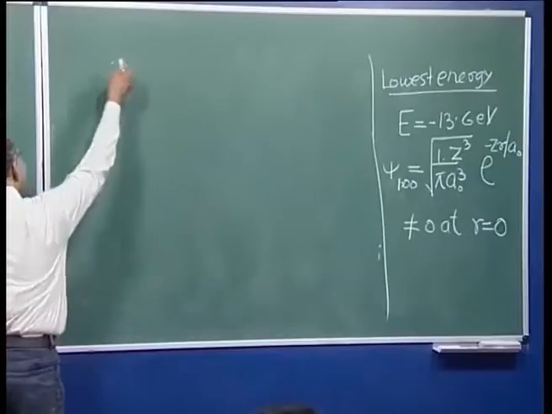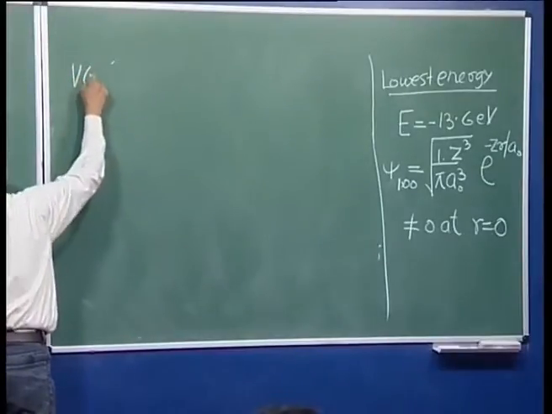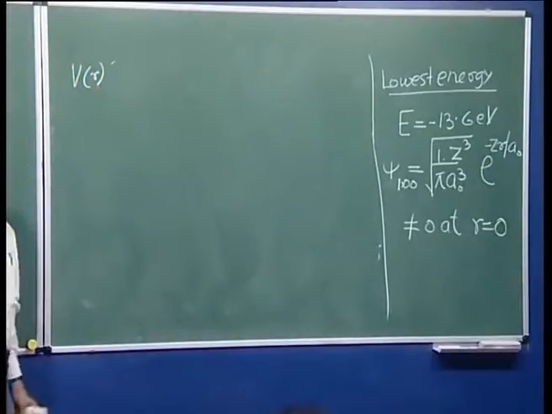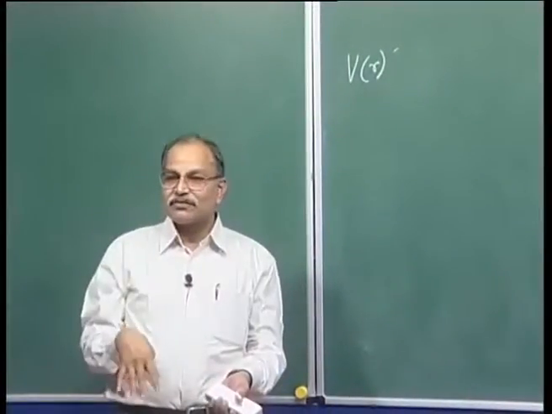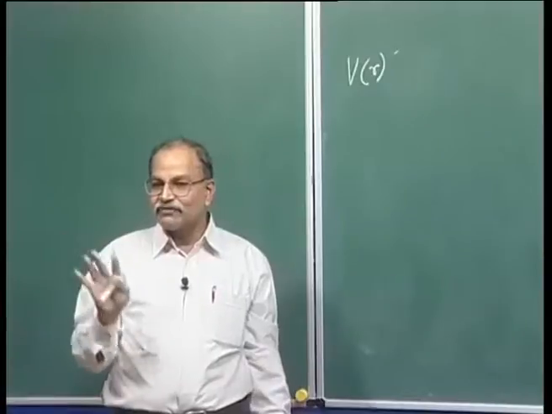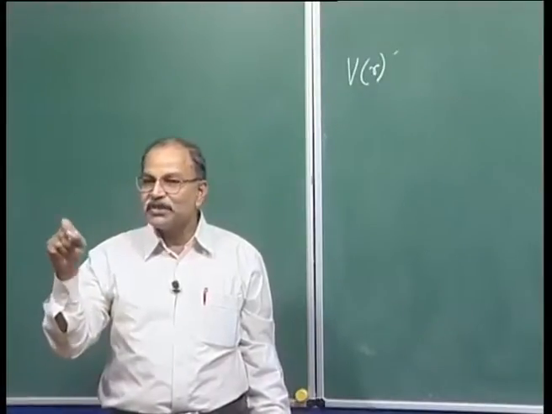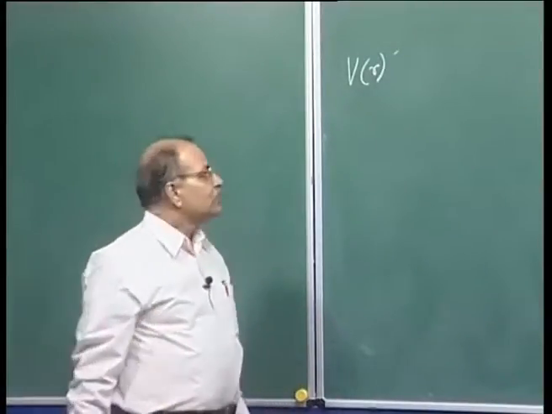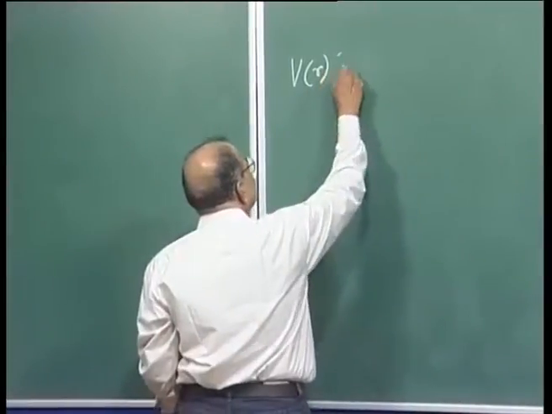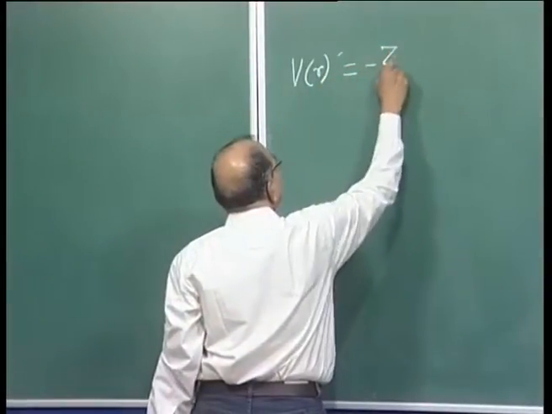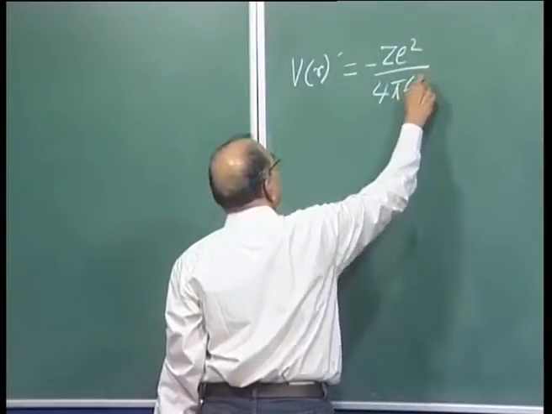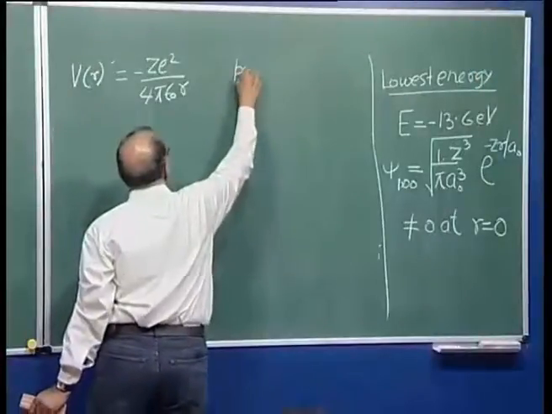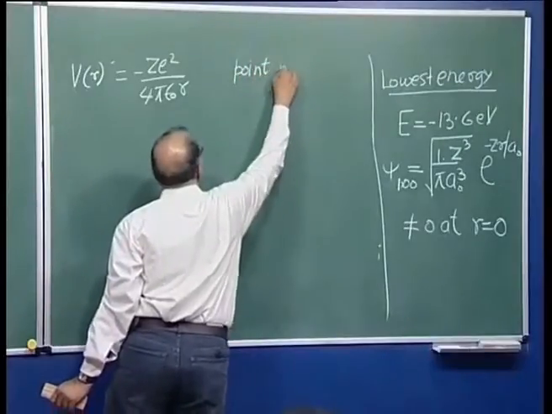What is the change? The change is in the potential energy. Look at the Hamiltonian: the kinetic energy term, minus h cross squared by 2m del squared, will remain the same. It is only the potential energy which is getting changed. This potential energy is minus Ze squared over 4 pi epsilon naught r for a point nucleus. If I assume that the nucleus is a point, then this is it.